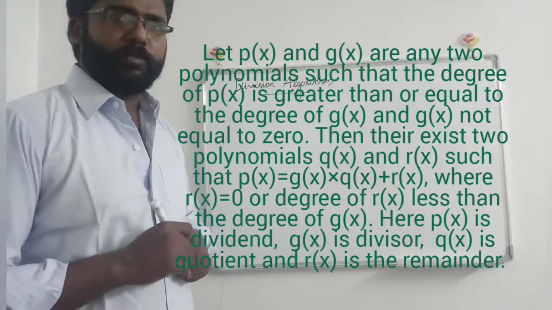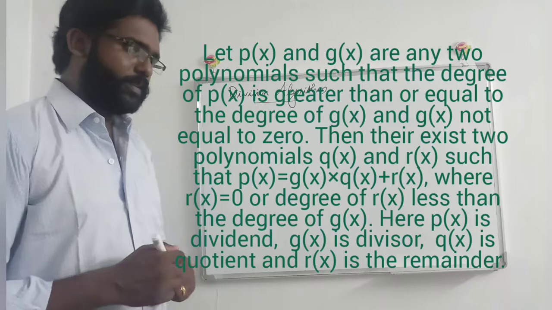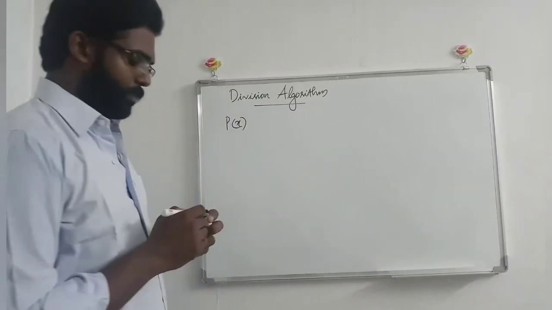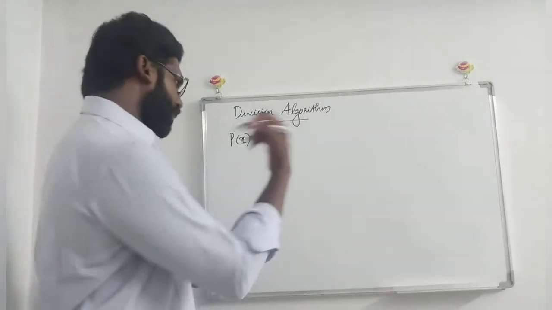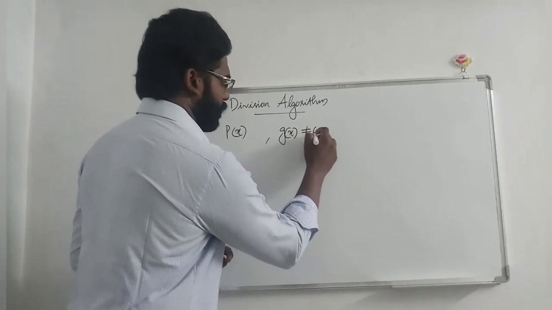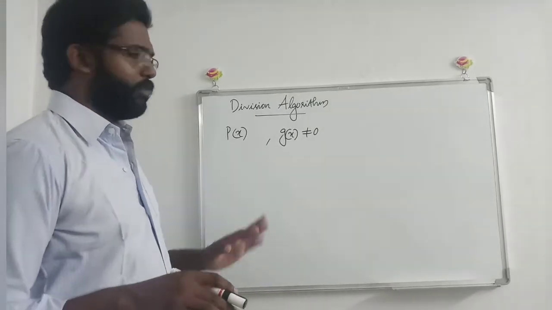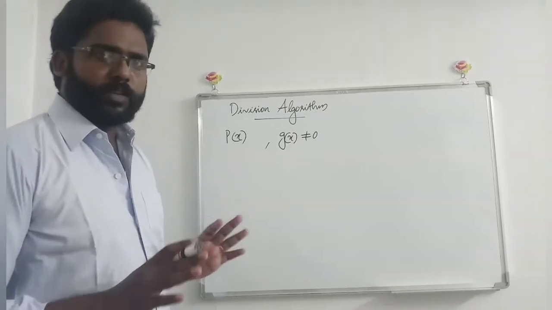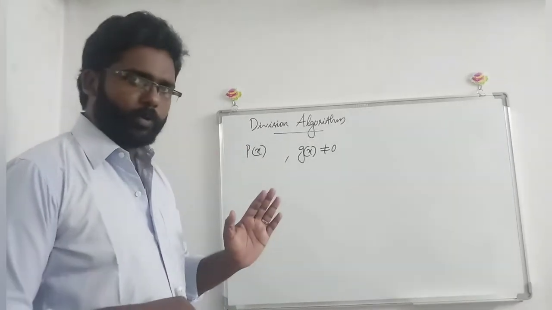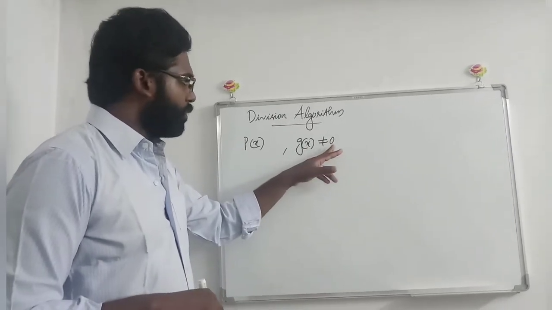Division algorithm, the simple one. I'll explain it to you. Division algorithm means let p of x be a polynomial, divided by another polynomial g of x, and g of x not equal to 0. In all manner, any divisor not equal to 0, because division by 0 is not possible. P of x is any polynomial and g of x is another non-zero polynomial.